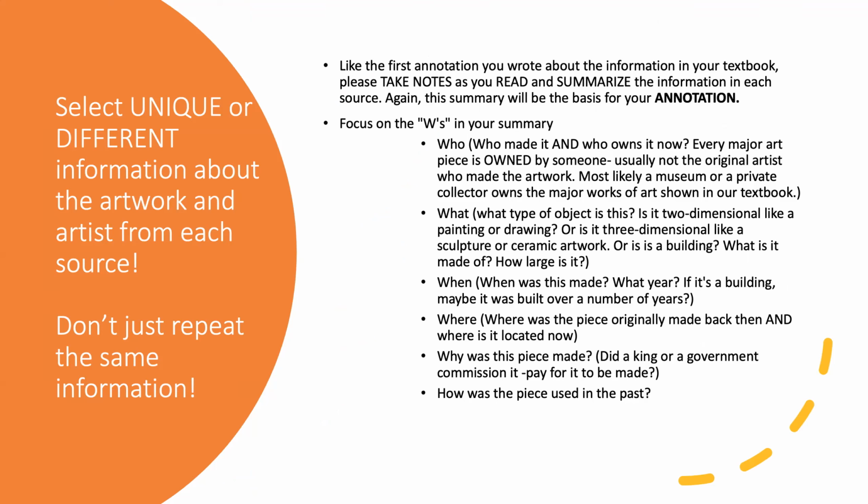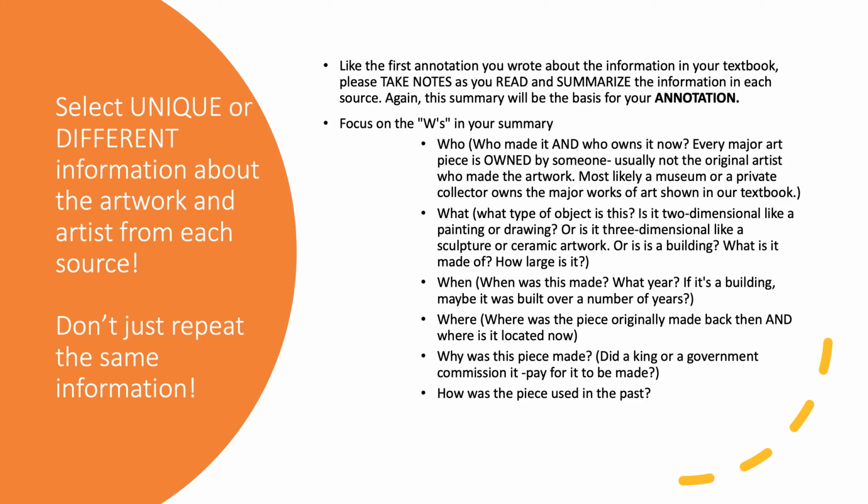You're going to focus on the W's: who made it, who owns it, what type of object is it? Is it 2-dimensional, like a painting? 3-dimensional, like a sculpture or ceramic artwork? Is it a building? What's it made of? How large is it? When was it made? What year? Where was the piece originally made way back then? And where is it located now? Why was the piece made? And how was it used in the past? So think about that as you're summarizing.